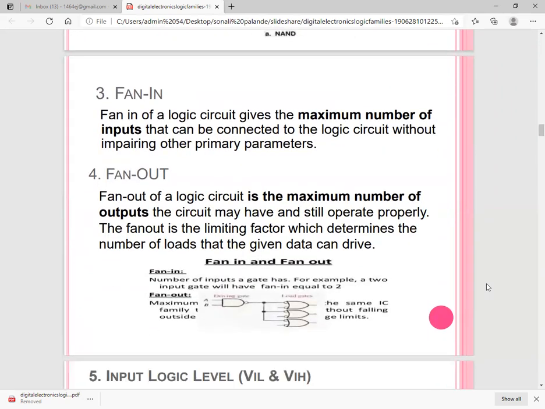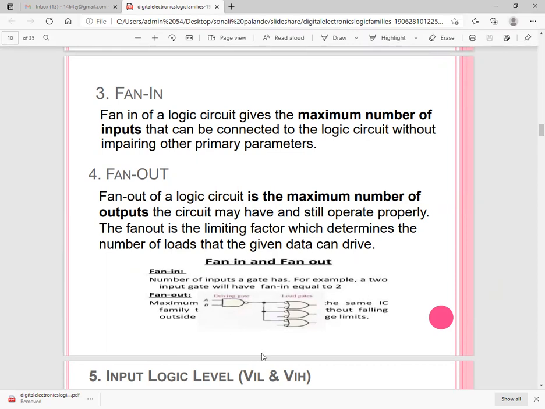The next specification is fan in. Fan in of a logic circuit gives the maximum number of inputs that can be connected to the logic circuit without impairing other primary parameters. Then fan out. Fan out of a logic circuit is the maximum number of outputs the circuit may have and still operate properly. The fan out is the limiting factor which determines the number of loads that the given gate can drive.